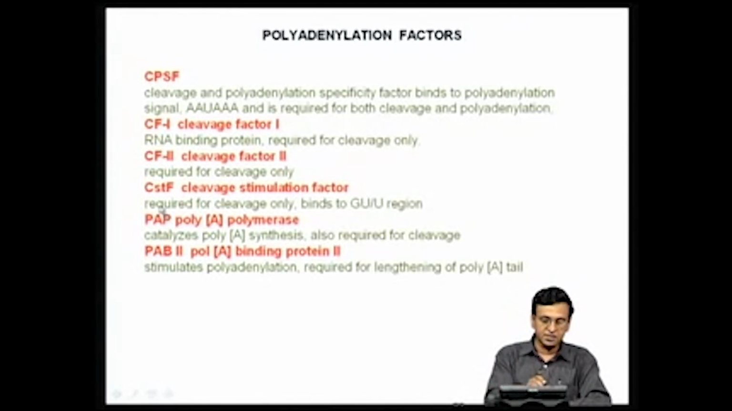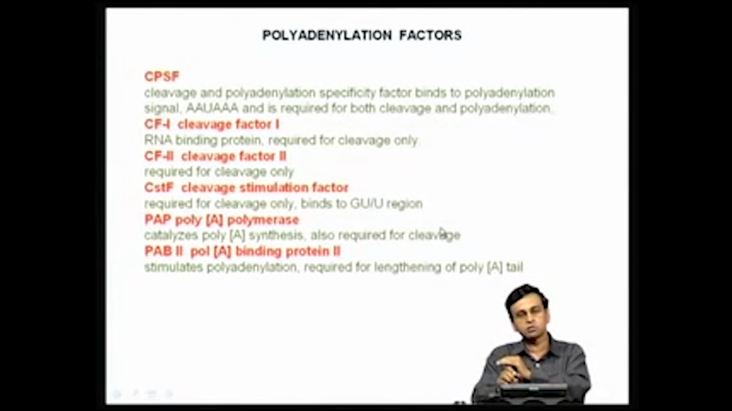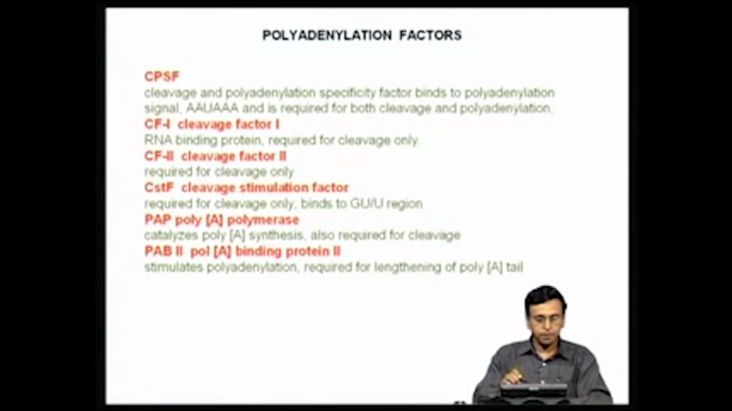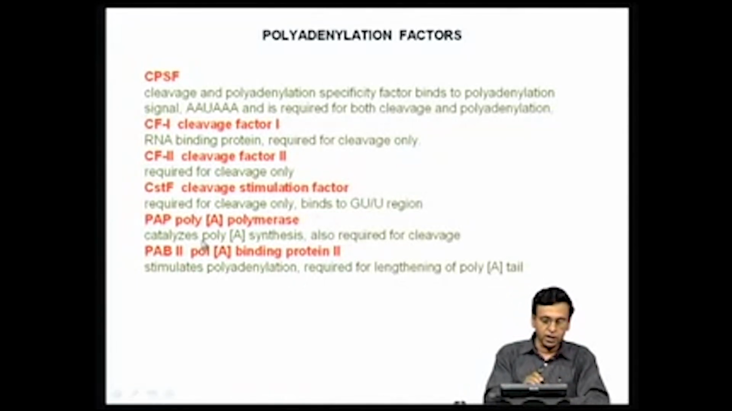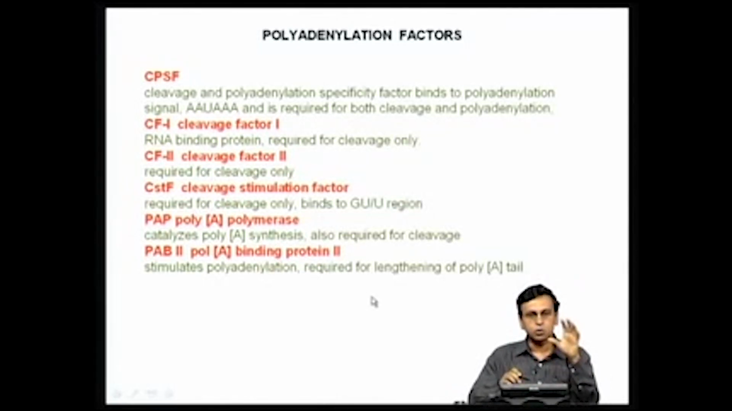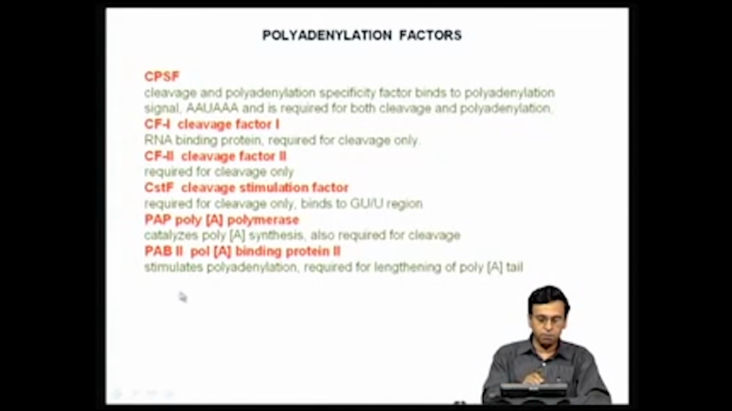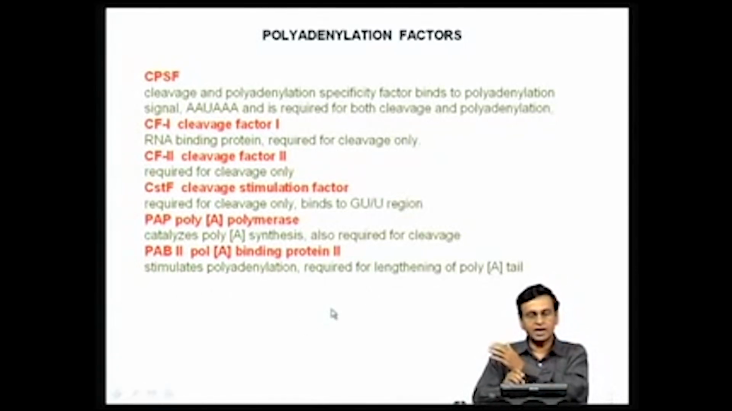And then there is what is called the CSTF, cleavage stimulating factor, which is actually required for cleavage, and it binds to a region called the GU/U region, which is immediately downstream of the AAUAAA region. And then once all these events are over, two enzymes called poly A polymerase and poly A binding protein 2 play an important role in addition of the A residues to the end of the RNA. Initially, the poly A polymerase is involved in the polyadenylation process. It adds about 10 to 20 residues of A, and then the poly A binding protein takes over, and it adds up to 100 residues of A to get a completely polyadenylated messenger RNA.